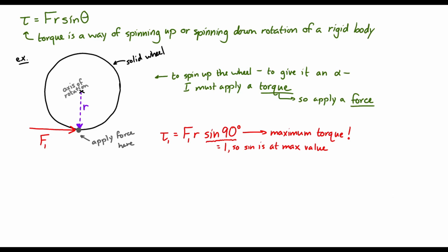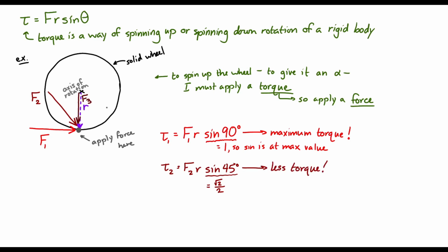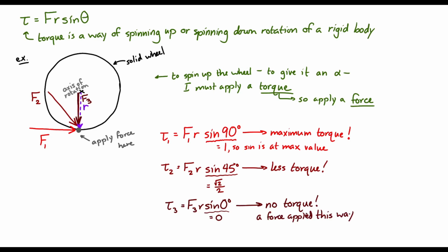If instead I apply the force at this angle, say, then the angle between my r and my force is about 45 degrees. And the sine of 45 degrees is somewhere between 0 and 1, square root of 2 over 2. Now if I apply the force instead this way, parallel to r, then the angle between r and my force is 0 degrees. I will get no torque in this situation. And that makes sense, right? If I were to apply a force this way, I'm not going to make the wheel spin.